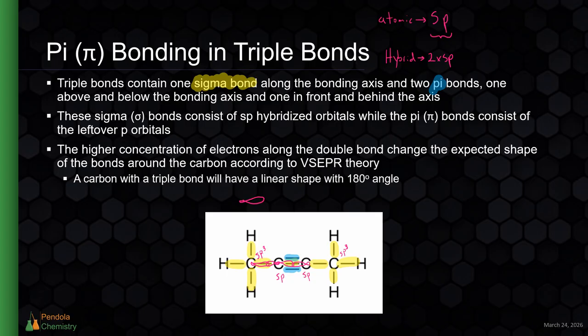So why does this happen? Again, this happens because that leaves our 2p orbitals from the atomic orbitals, because there are always 3, free to create 2 pi bonds. We need 1 p orbital for one pi bond, 1 p orbital for the other pi bond in this triple bond. And that's why the sp hybridization happens.